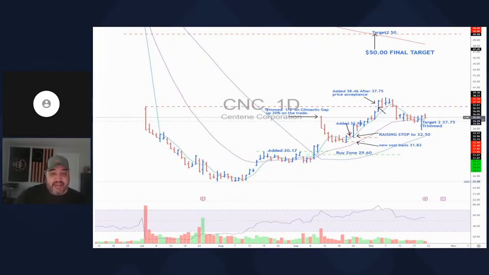The price gapped tremendously on the following day. We caught basically in 3 days a 20% move. We trimmed half on the climactic gap, and as the gap curled on the 24th, we added at 32.99 and hit our target at 38.46 after price acceptance there at 37.75. We're currently still on this trade, and we're looking for a secondary move now to $50.